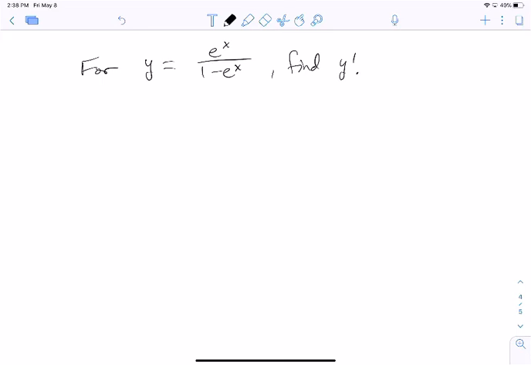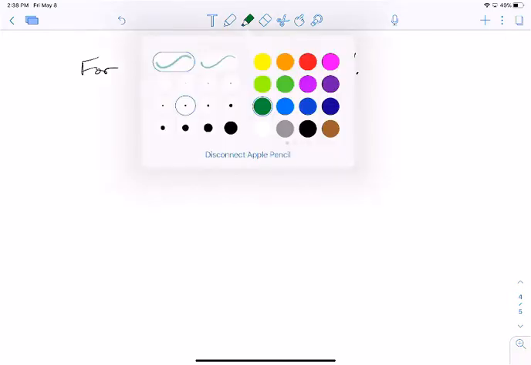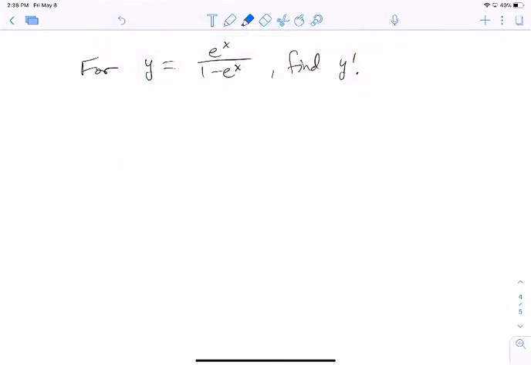We're going to find a derivative here for y equals e to the x over 1 minus e to the x. Because we have a quotient, we're going to use the quotient rule. I'll identify the numerator, e to the x, as u, and the 1 minus e to the x in the denominator is going to be v.